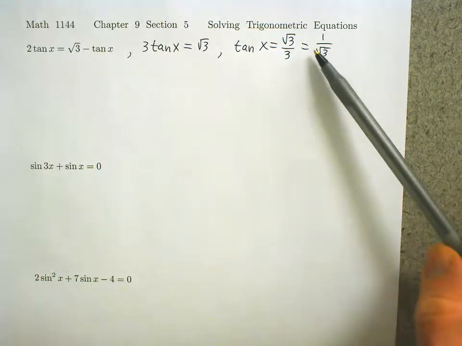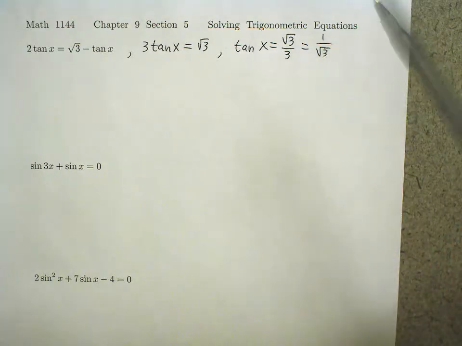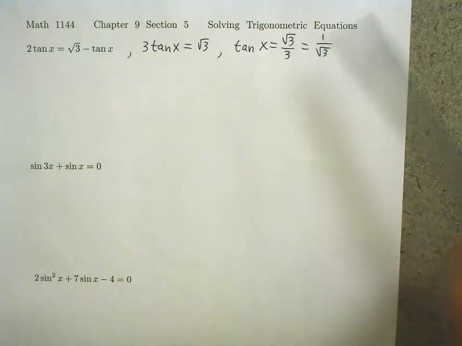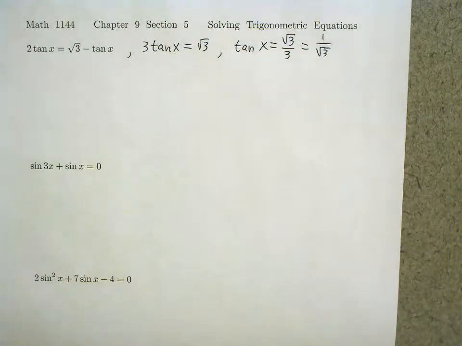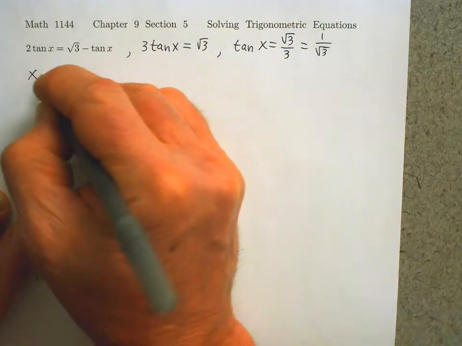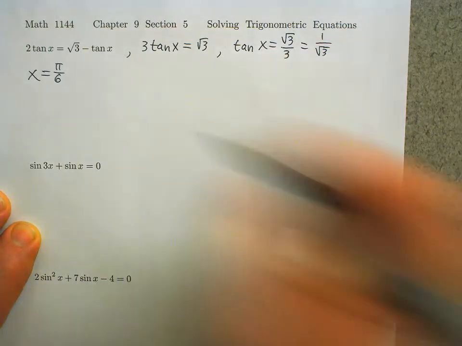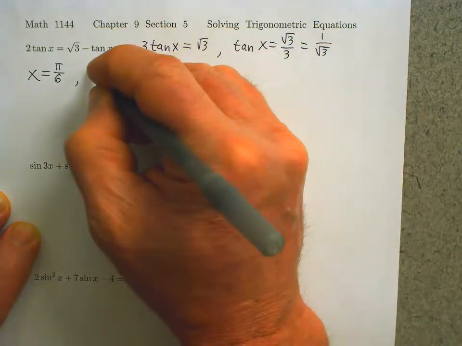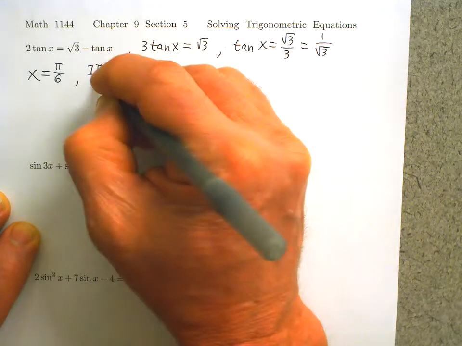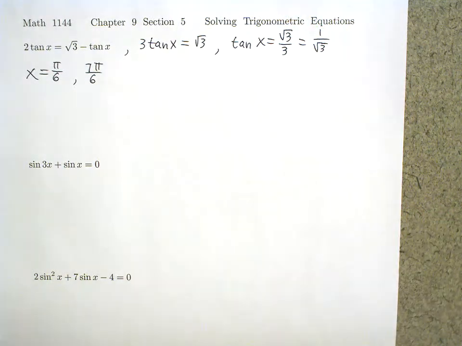So this reminds me, what angle is involved if I think of it as tangent of x equals 1 over the square root of 3? Well, we know that x is equal to pi over 6. That's one of the solutions in the first quadrant. And then in the third quadrant, 7 pi over 6. So those are the only 2 solutions.